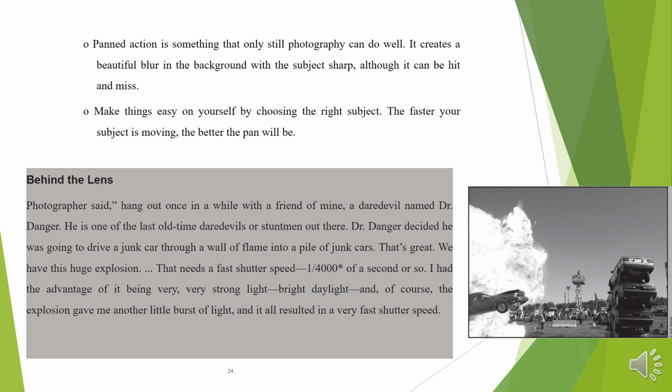Next, panned action is something that only still photography can do well. It creates a beautiful blur in the background with the subject sharp, although it can be hit and miss. Make things easy on yourself by choosing the right subject. The faster your subject is moving, the better the pan will be.